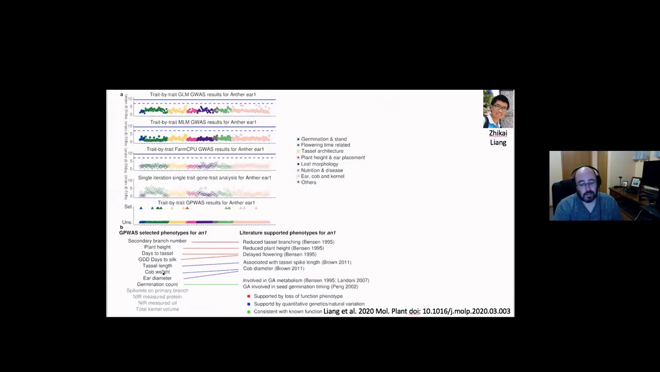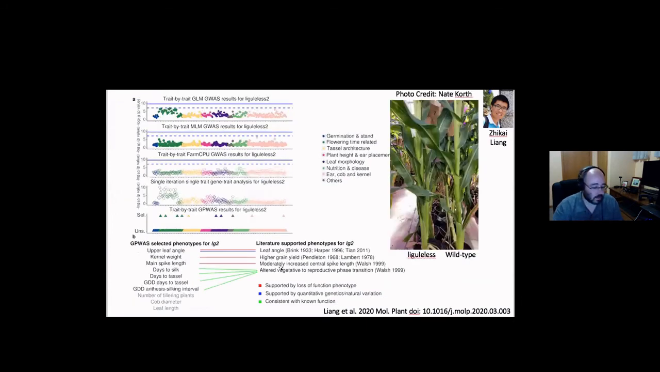When we do that, we see that many of these phenotypes line up very nicely with the mutant phenotype for how this gene was studied in the past, or with other quantitative genetic studies using larger and more highly powered populations. This is another example of the same thing, where the model identified a known classical mutant, liguleless 2, as associated with phenotypic variation in the population, natural variation, and then if we go and look at the loss of function phenotype, many of the phenotypes identified by the model are associated with the phenotypes from the loss of function mutant.